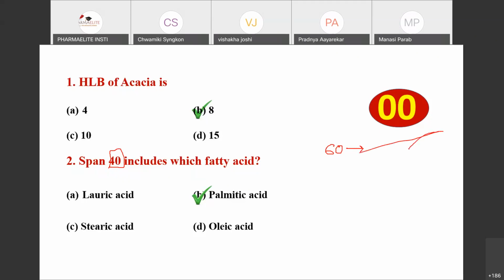LPSO, short form banaya tha na boss, right? S would always mean that it is stearic acid at 60. And if I say Span 80, it would always mean that it is oleic acid. Clear enough? All right, this is just a glimpse of how we take up questions.